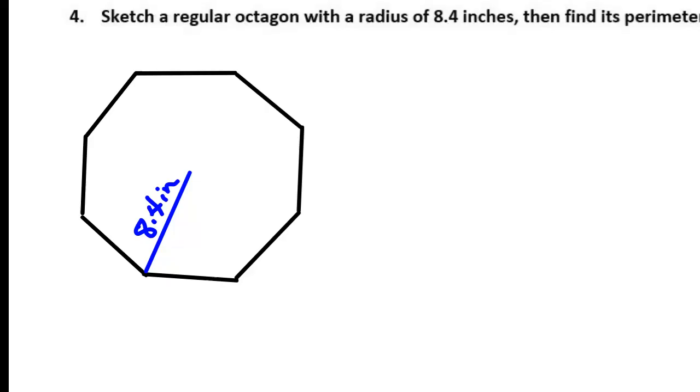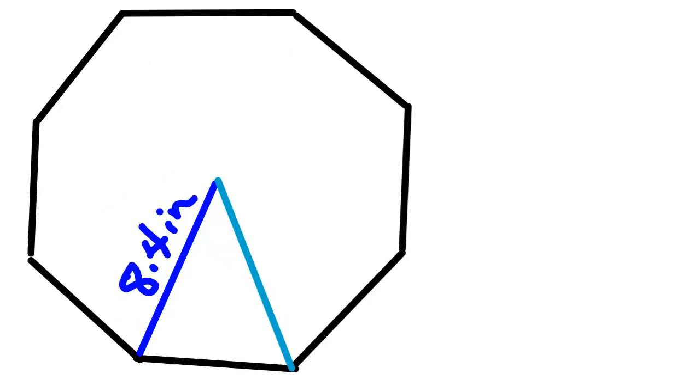If we are going to find the area or the perimeter, I need to make a little triangle. Whenever they give me the radius, I need to make a little triangle. So I need to draw in another radius over here. And that other radius will be exactly the same size as the first one. So this will also be 8.4 inches.